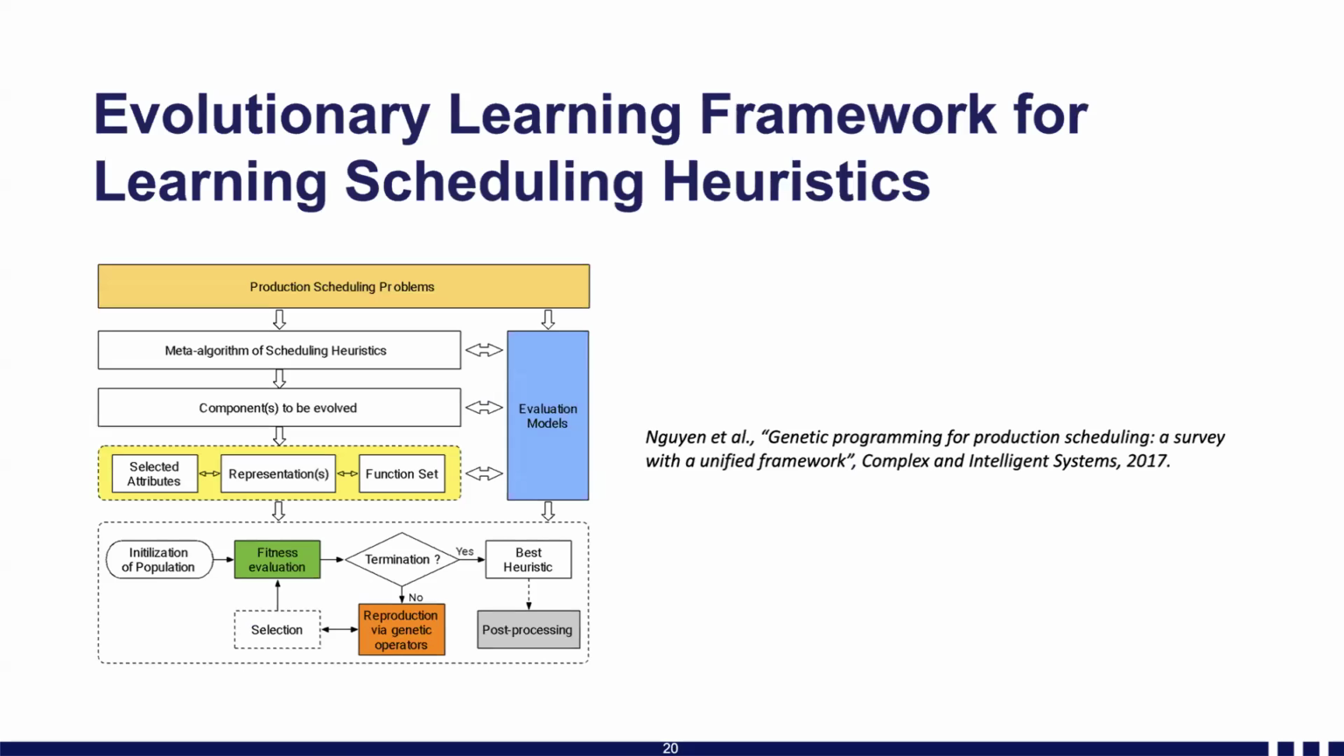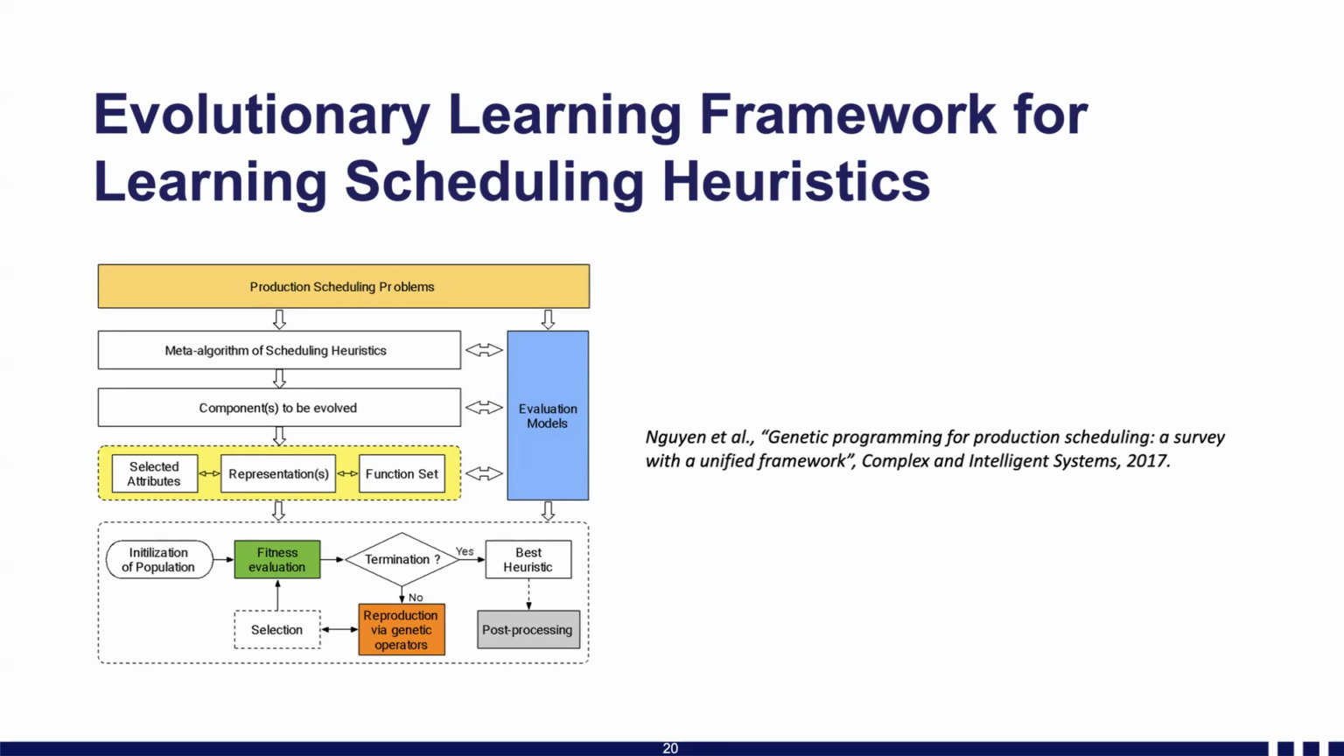So I've been working on different evolutionary machine learning frameworks for learning scheduling heuristics for these kinds of problems. Usually the framework can be in different forms, but in general it's going to look something like this diagram. So you have a production scheduling problem. You need to understand the problem, and you need to figure out in what way we can come up with a heuristic that can solve the problem.